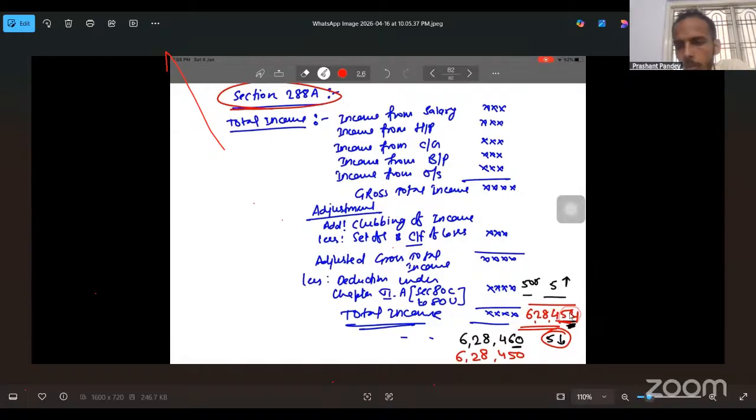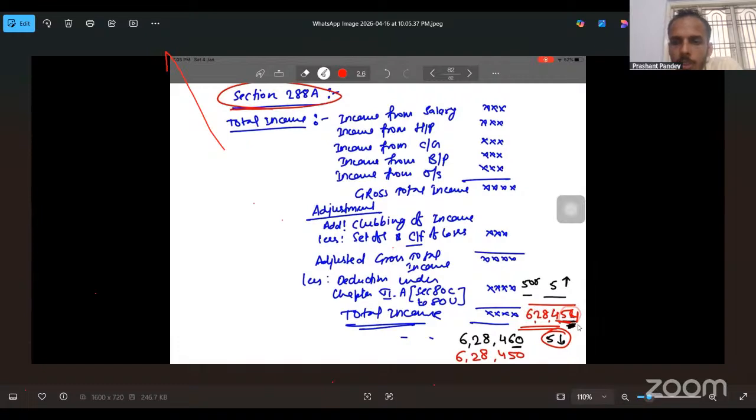including 5, if the last digit is 5 or above 5, then that will be brought to the next 10th place, the forward 10th place. That means, suppose it is 6,28,456, then in that case, we will make it as 6,28,460. If it is 56, we will make it as 60.